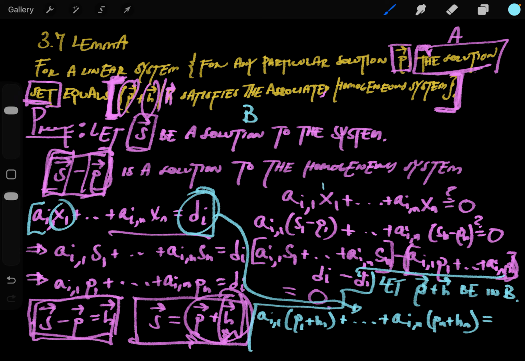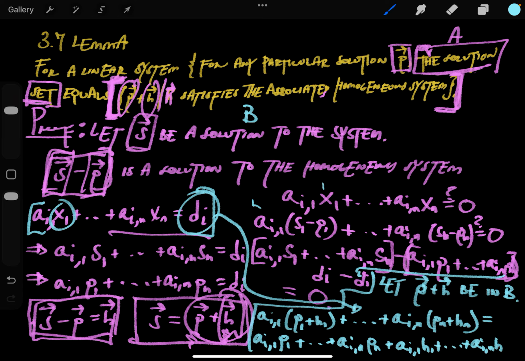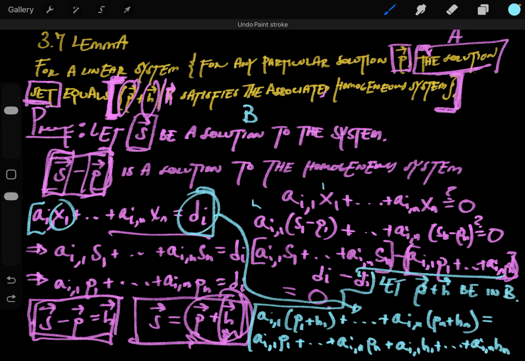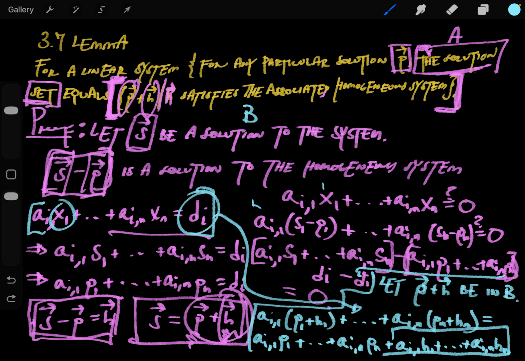Now, why does it? Because if you distribute, after I distribute the whole thing and regroup, I get a sub i1 P1 plus dot dot dot plus a sub in Pn, plus a sub i1 H1 plus dot dot dot plus a sub in H sub n. But you should see that this last part is a solution to the ith row in the homogeneous system. So this is 0.